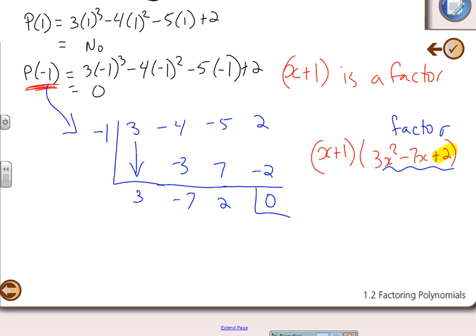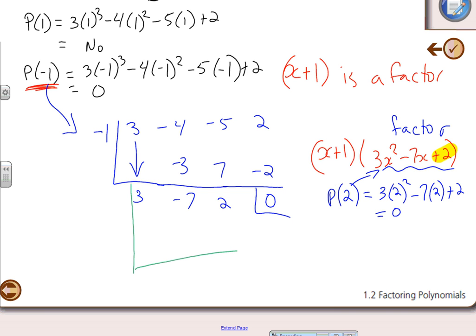Let's go through, and I'm going to try p at 2, and when you punch that into 3 times 2 squared minus 7 times 2 plus 2, yeah, that equals 0, so I put the 2 into this polynomial. And I'm just going to continue with synthetic division, right off of the last one I just used. This time I'm going to use the 2. Drop down the 3, that gives me the 6. 2 times 6, that gives me 12, and add, that gives me 5.